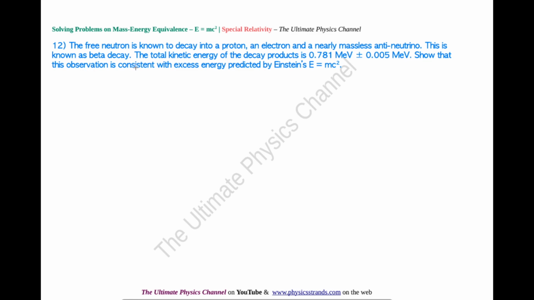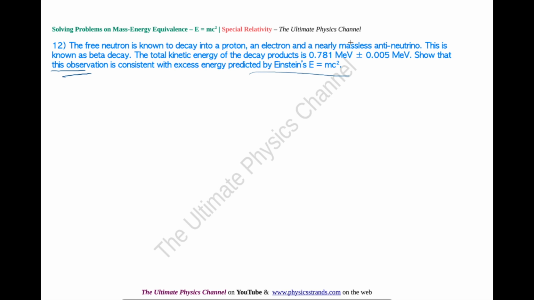The free neutron is known to decay into a proton, an electron, and a nearly massless anti-neutrino. This is known as beta decay, right? The total kinetic energy of the decay products is 0.781 MeV plus or minus 0.005 MeV. Show that this observation is consistent with the excess energy predicted by Einstein's equation E equals mc squared.